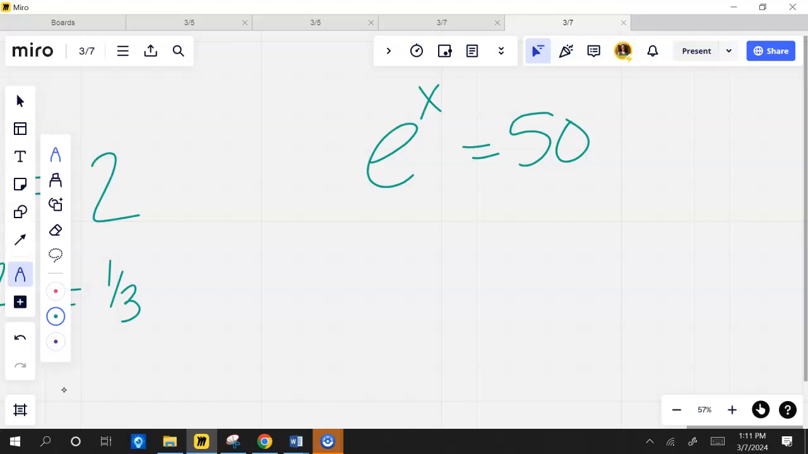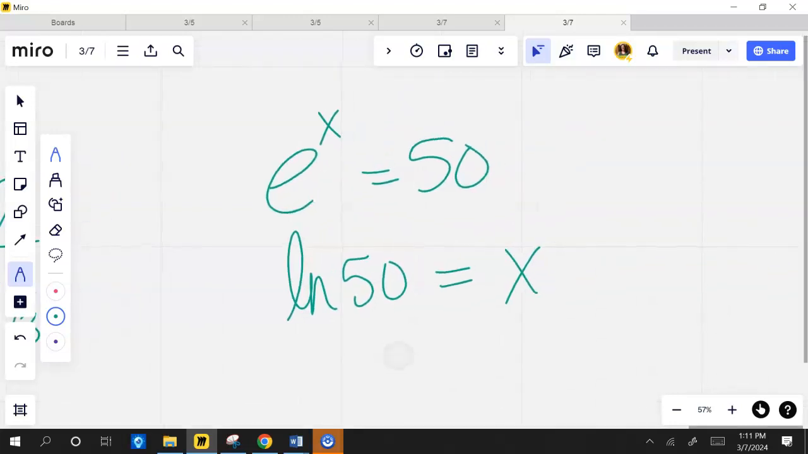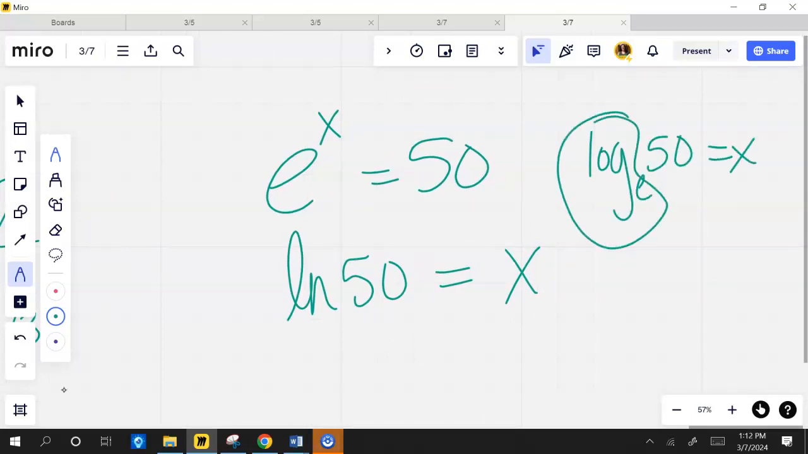Can you do it on the test too? Oh, but don't do it now. It's ln because if you got log base e of 50 equals x, log base e is ln. So we put either one. Ln has always been log base e.